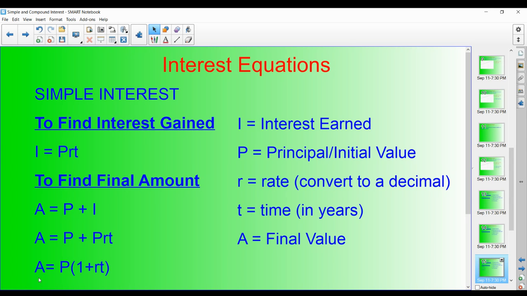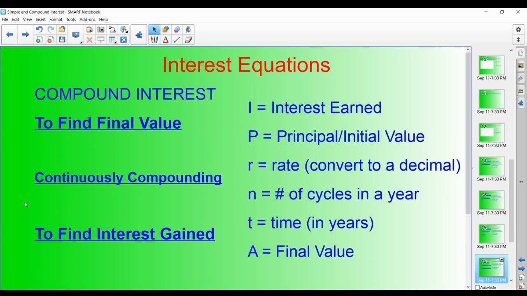So depending on the situation, I might want to know how much money do I have total, or how much more money, how much money did I gain from where I started. The interest is how much money I gained from where I started, and sometimes I just want to know the final value. Now, compound interest has some slightly more intricate formulas.